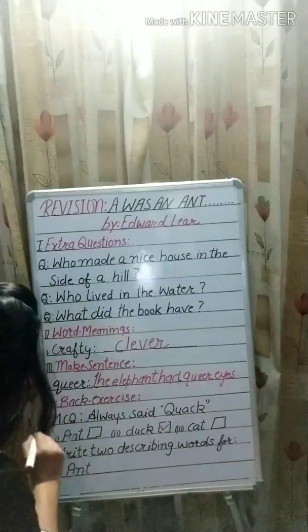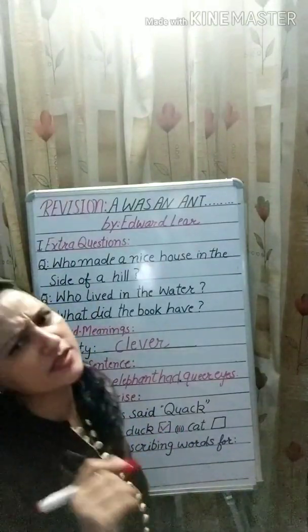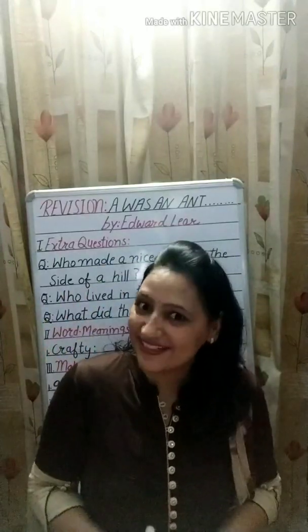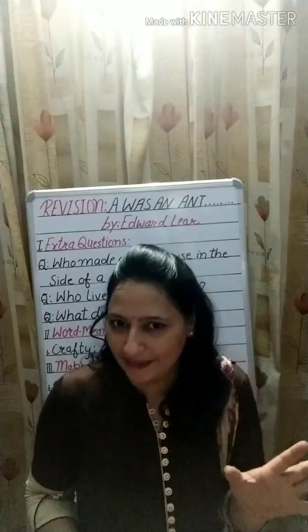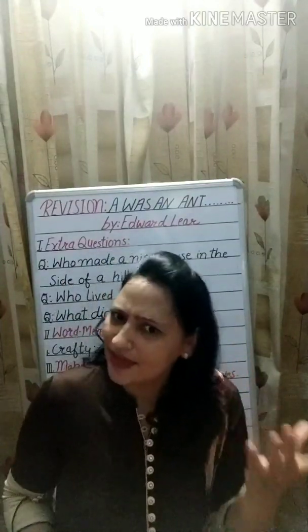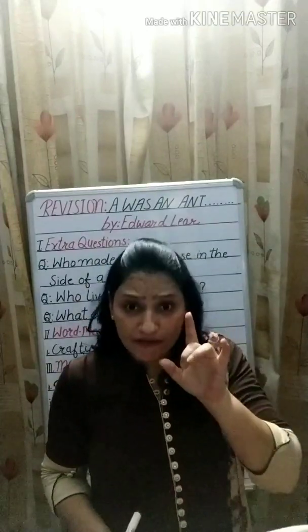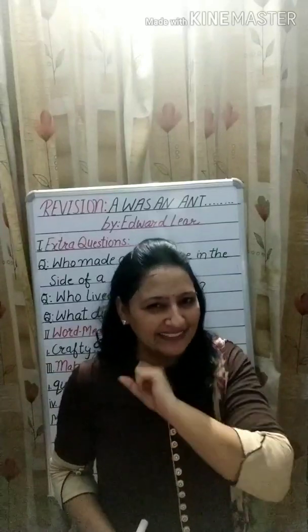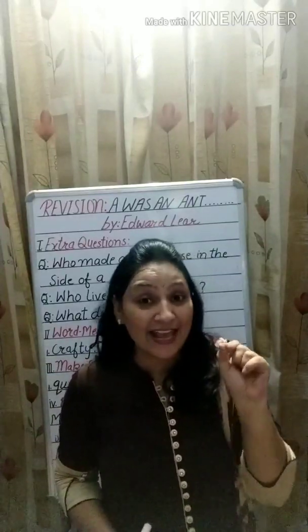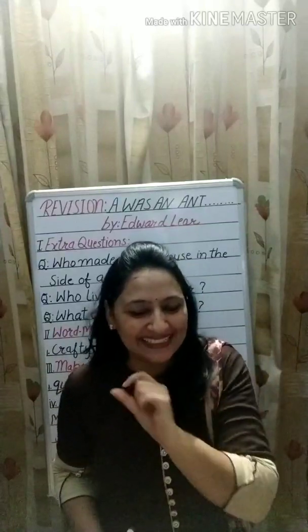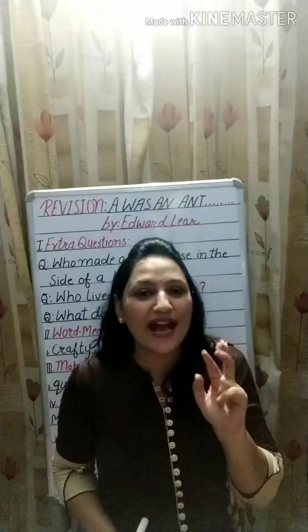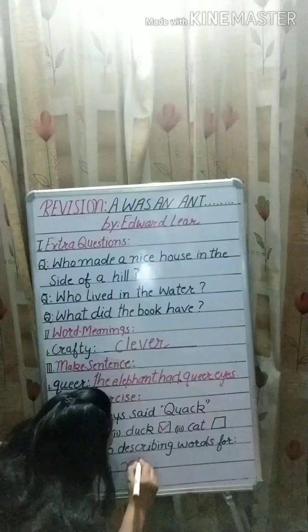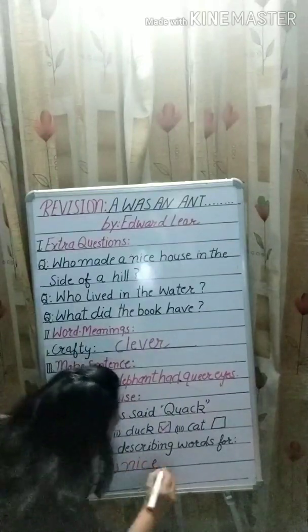So next, write two describing words for ant. First, you need to know the meaning of describing words. So my dear student, describing words are also called adjectives and we have already discussed them. The words which are used to describe nouns. In the last line of the first stanza of the poem, you will get the answer. According to the poet, A was a nice little ant. So we have been given two describing words. A was a nice, and the second one is, yes, little.